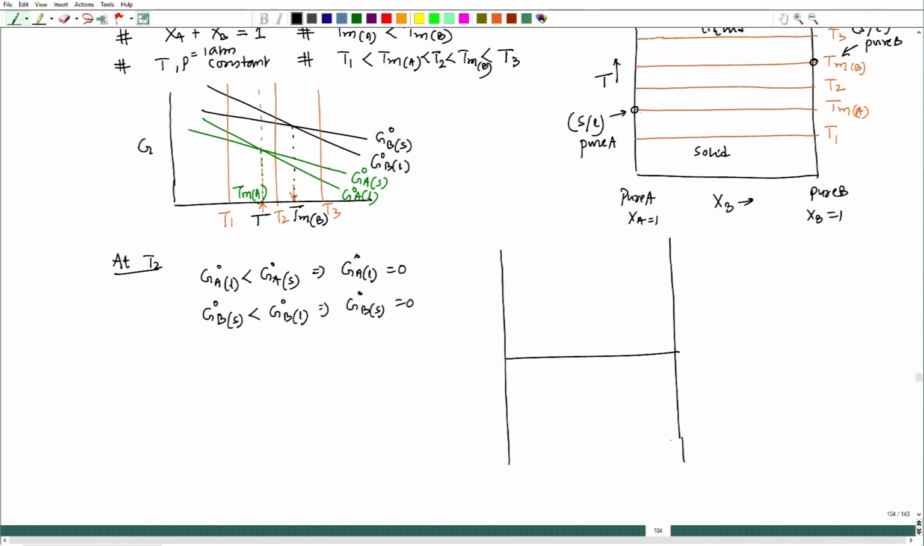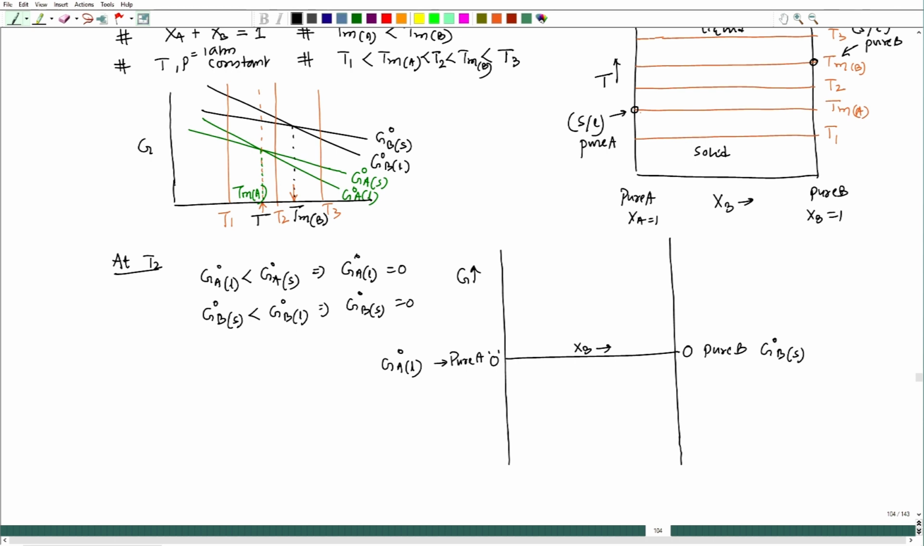This is my G versus, this is G, this is XB, pure A, and at this point it is 0, this is 0, this is the pure B side. Now, here I have to take G A naught L, and on this side G B naught solid. Now, accordingly I have to place G A naught solid and G B naught liquid.